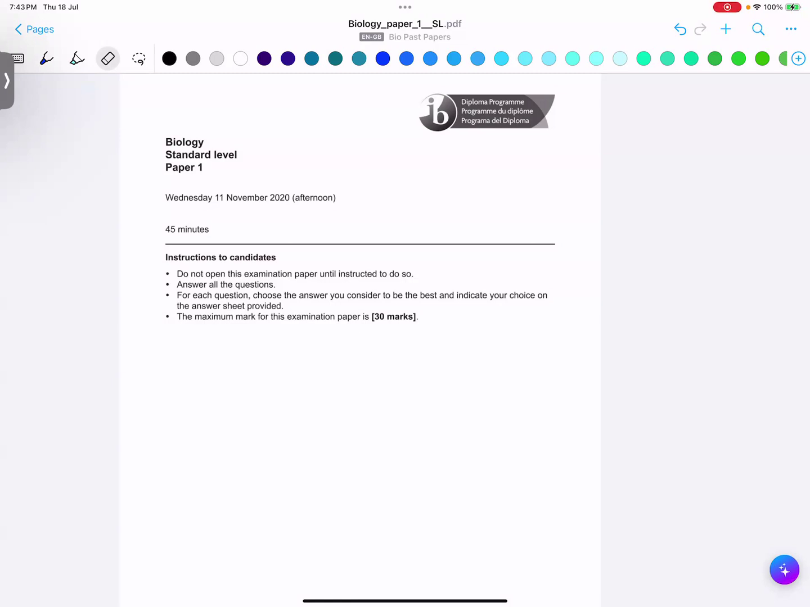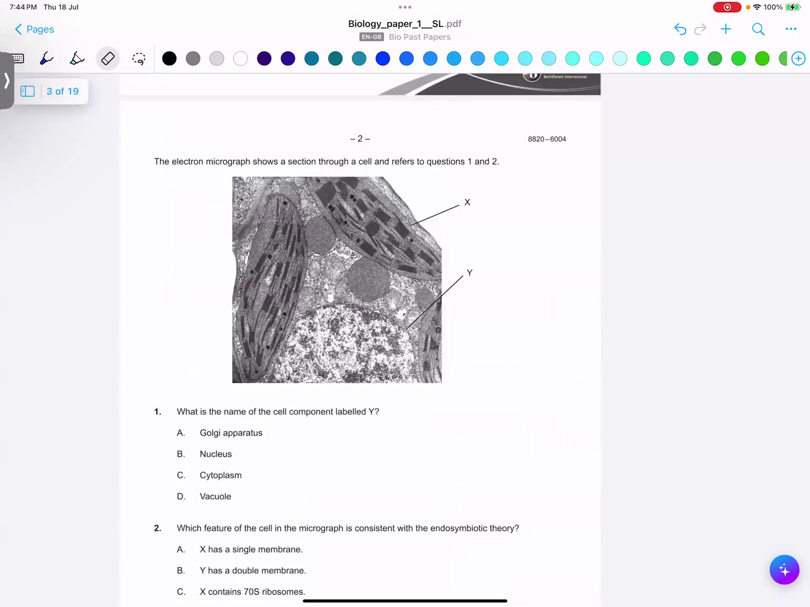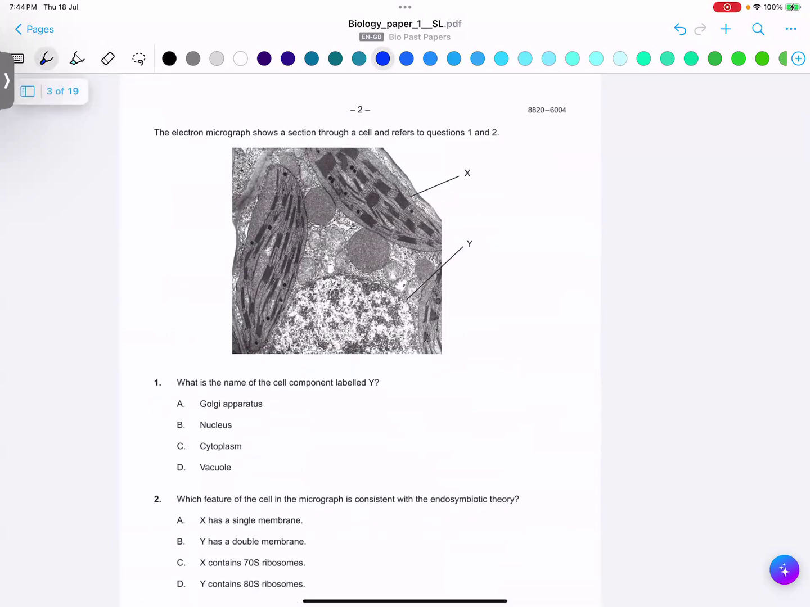Today we're going to be solving the November 2020 IB Biology Paper 1. So let us begin by solving. For the first question, we have an electron micrograph that shows a section through a cell, and it refers to questions 1 and 2, meaning that you have to look at questions 1 and 2 when you're answering.